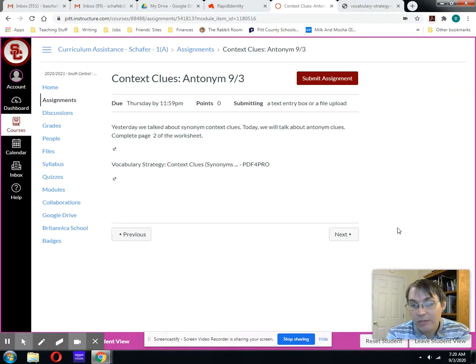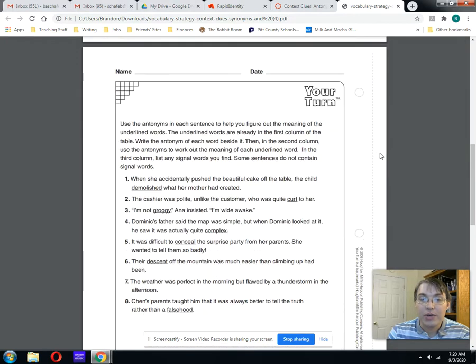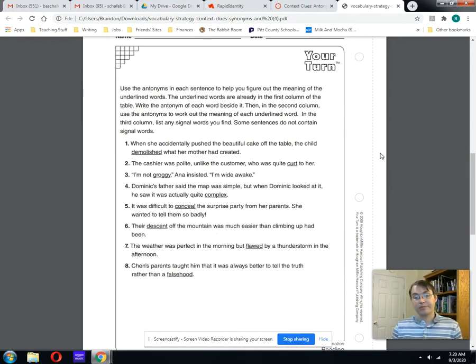This morning we're going to be dealing with the opposite, the antonym context clue, where you're looking for a word in the sentence that means the opposite of the word you're trying to define. So you're going to open up this link, which is going to open up the same worksheet we worked on yesterday. But now we're coming to page 2. And we're going to look at a couple sentences together.